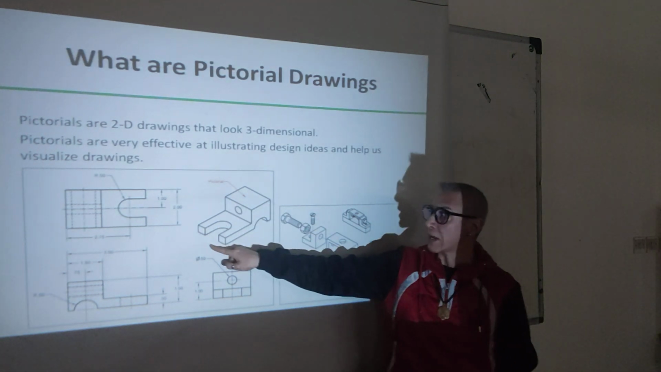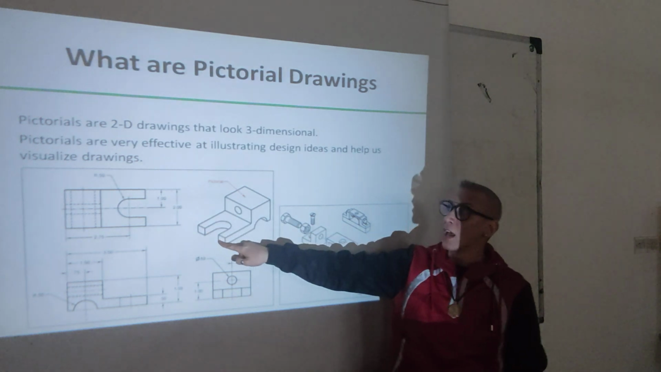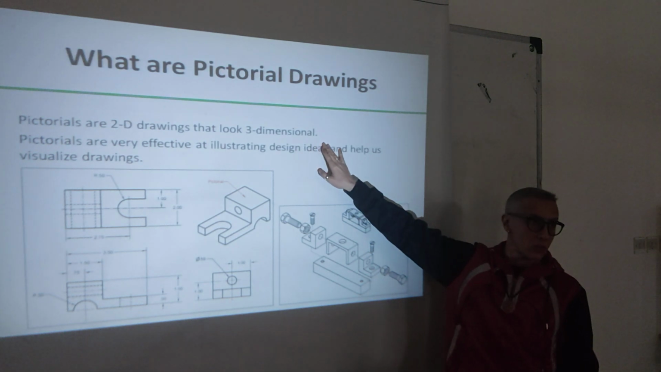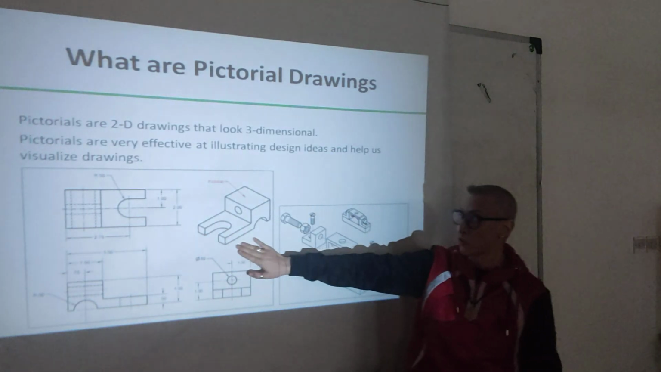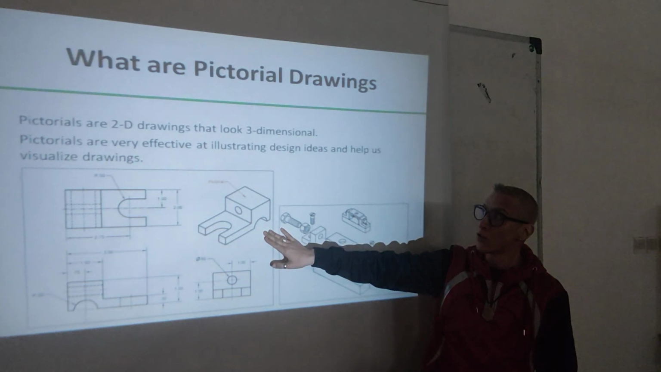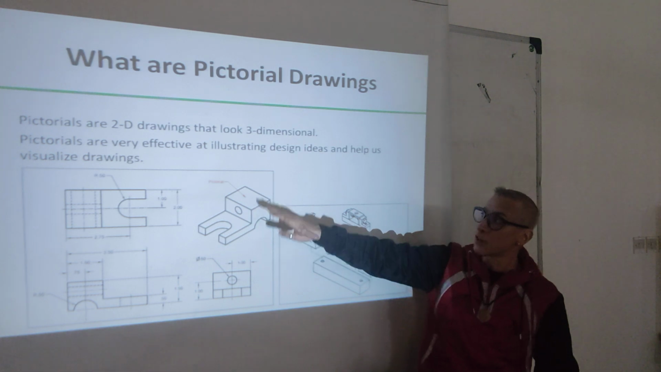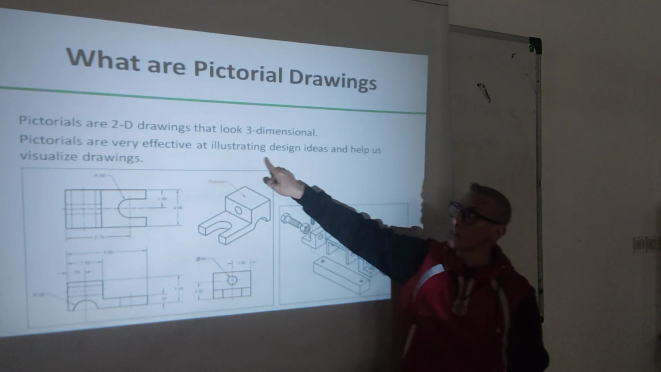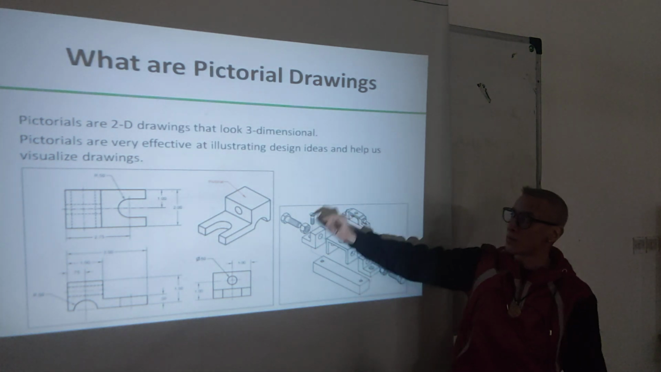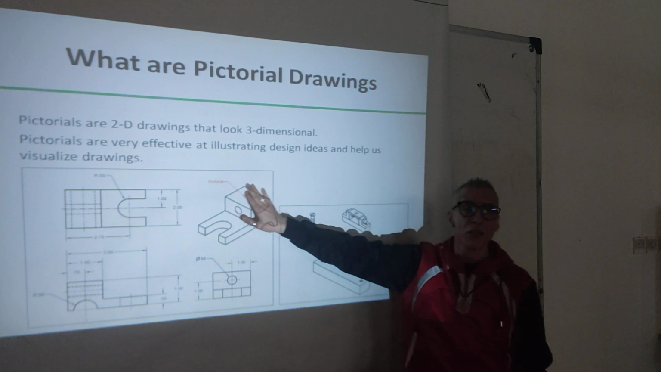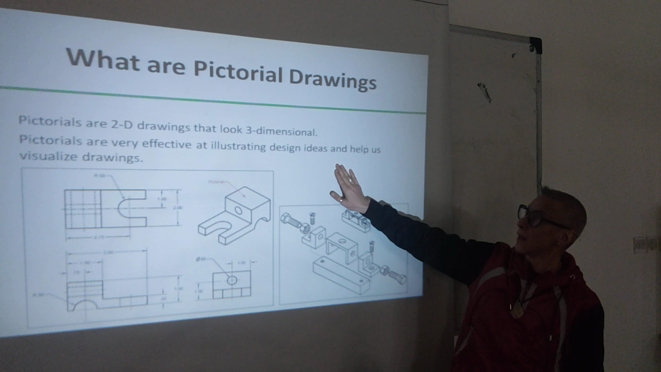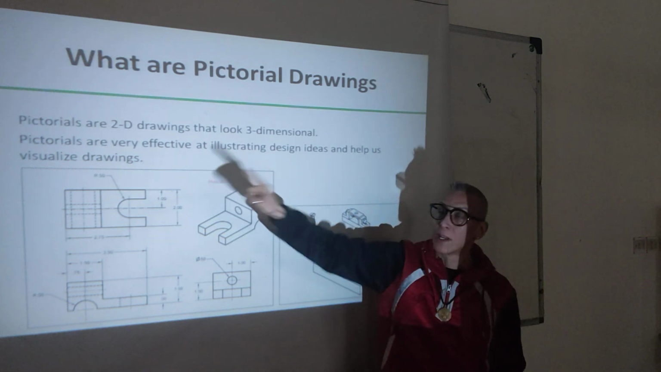So, this here is a pictorial, for example. They are 2D drawings that look three-dimensional. This is not a real three-dimensional object. It's two-dimensional, but it looks 3D. What is its purpose? Pictorials are effective at illustrating design ideas. If you want to draw something, it's easy through a pictorial to illustrate what you are doing, and it helps us visualize drawings.